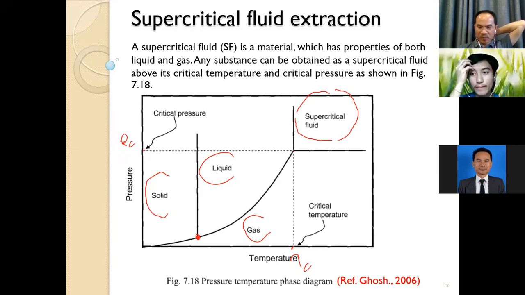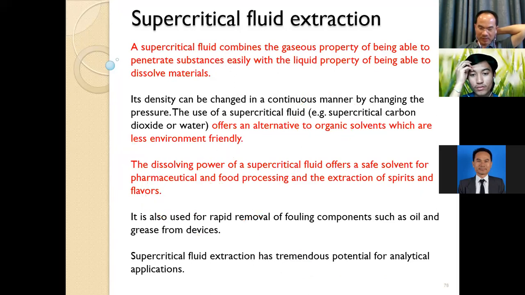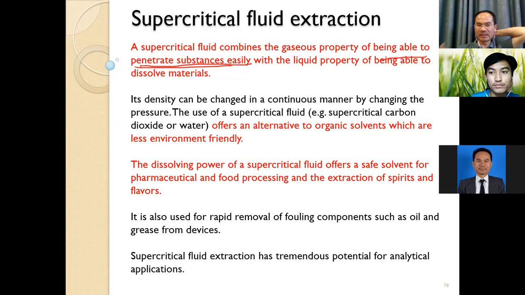Because this can improve the dissolution property of the solvent. It's easy to dissolve. The supercritical fluid has gas properties, so it is able to penetrate substances easily, meaning the solubility is higher when compared to the liquid, or when compared to the normal gas. This is the first advantage of the supercritical fluid. And also its density can be changed in a continuous manner by changing the pressure.